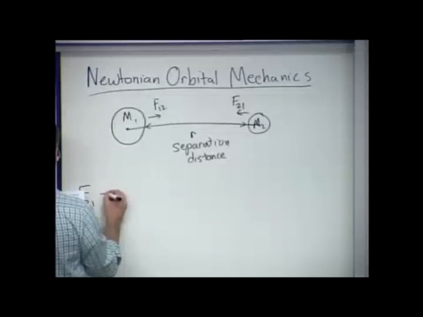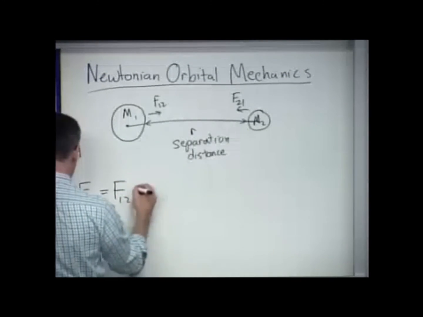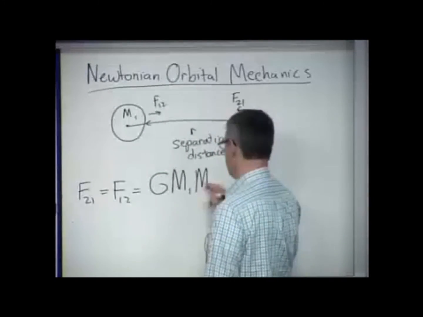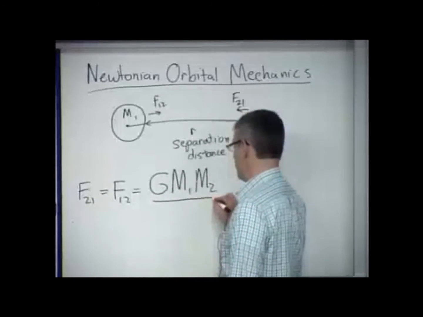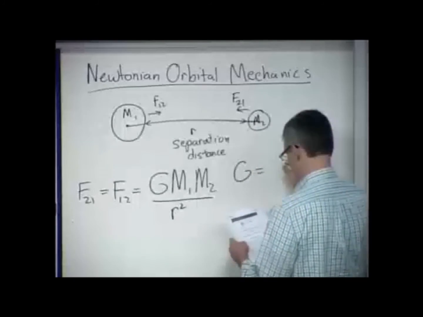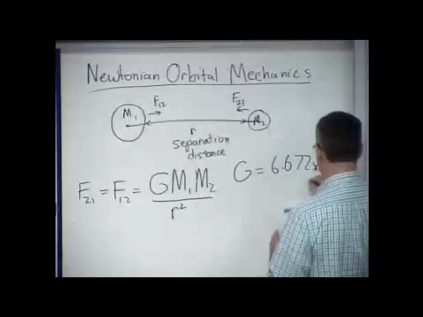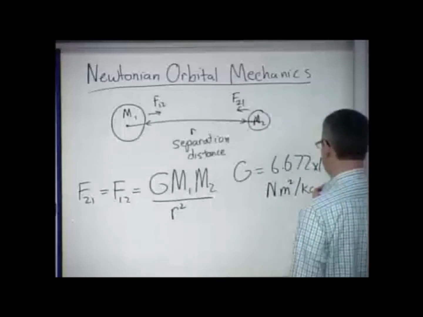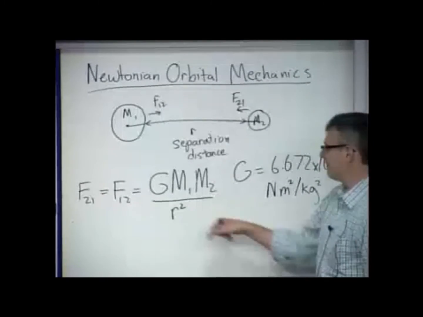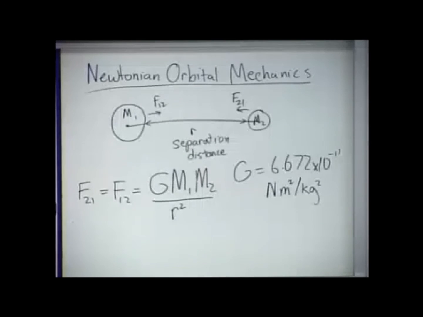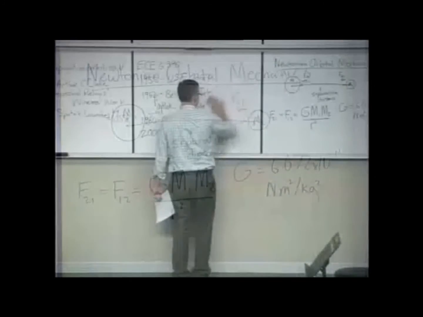Their magnitudes, F21 is equal to F12. And the formula for this, if you remember from physics, is G m1 m2, the product of the masses, times this magic gravitational constant, which is 6.672 times 10 to the negative 11th, and that's units of Newton meters squared per kilogram squared. And then divided by r squared. This is a 1 over r squared law, like so many other field equations in physics. So that's how we start. Now, Newton also came up with some pretty sharp things to say about the motion of objects.